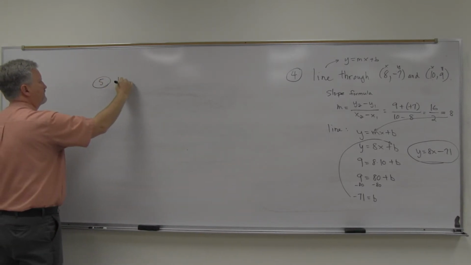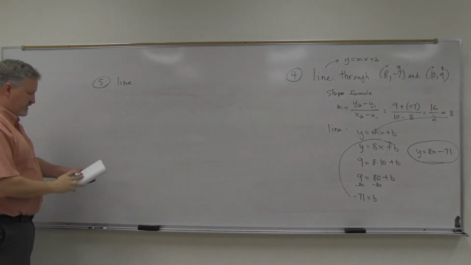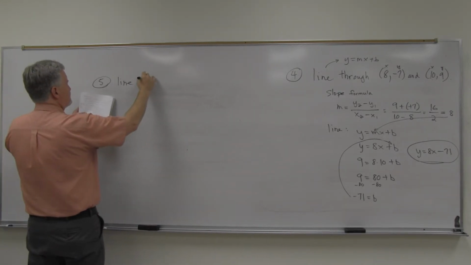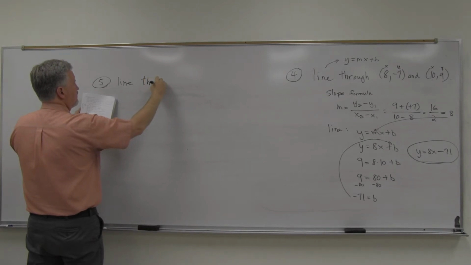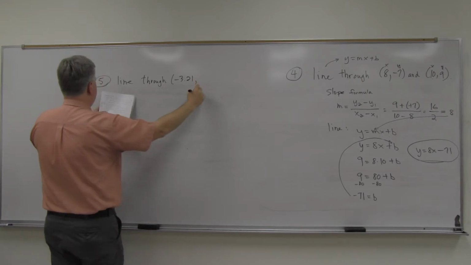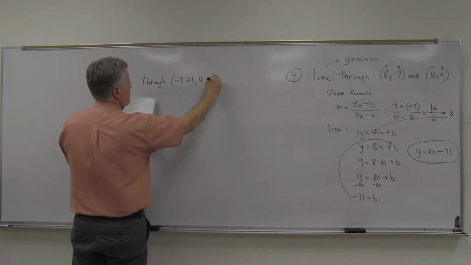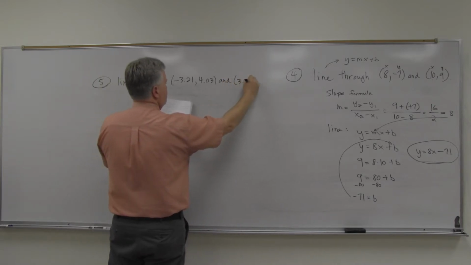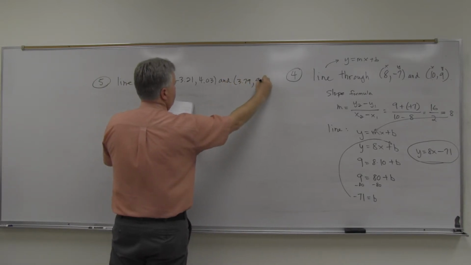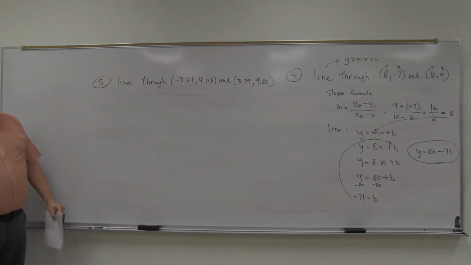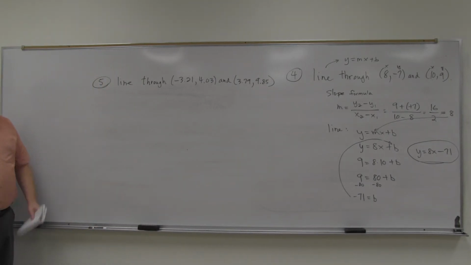Number 5. All right. So same one. Just throwing some decimals here because that might come up in a few of them. All right. So we've got the line through negative 3.21, comma 4.03, and 3.79, comma 9.85. Just throw in a little decimal.